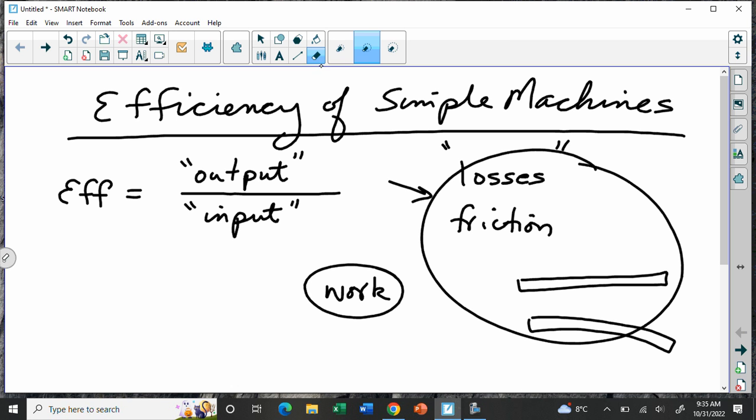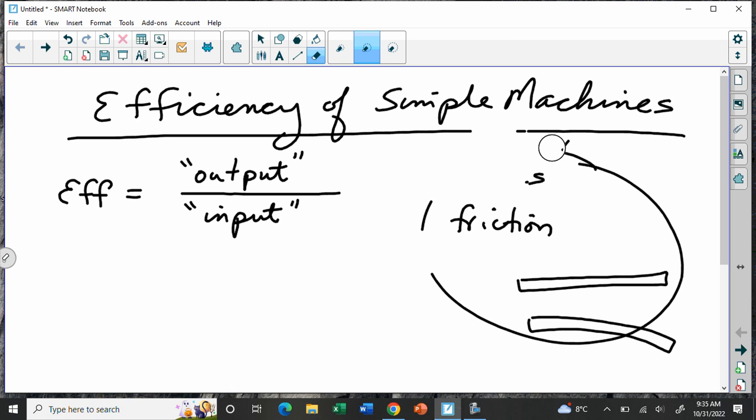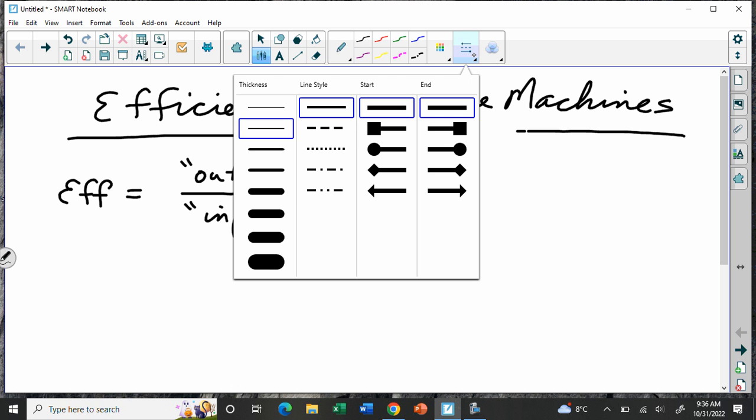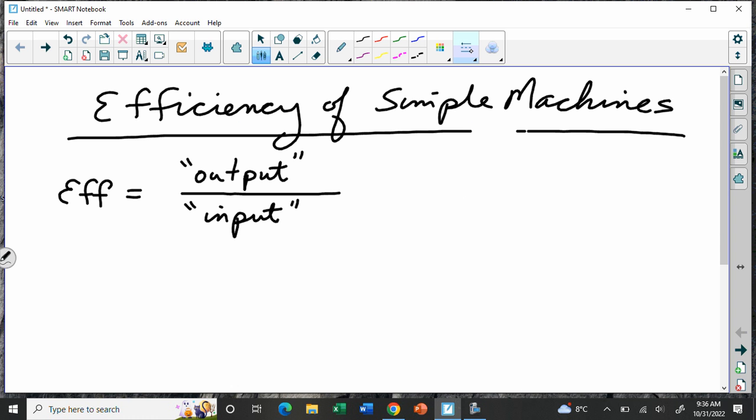So let me just erase some of these scribbles that I put here. And let's go back now and look at this expression, this fraction that I've written, a little more closely. Let's think about what it would mean. The output is basically what we get out of a machine, and so that's what's happening to the load. There's a force on the load, right? And there's a distance that the load is moving. Multiplied together, those two things represent the output.